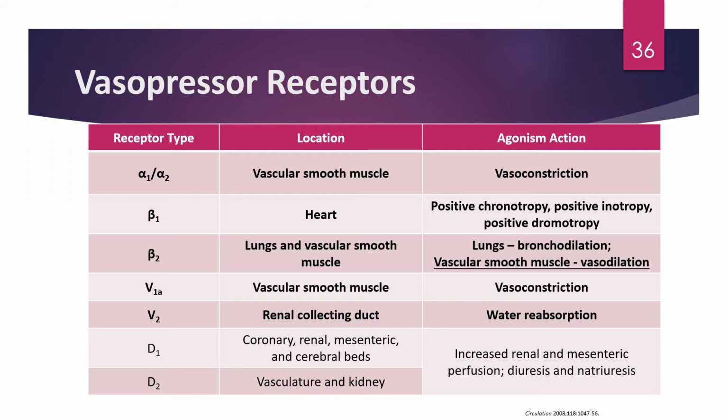We also have our vasopressin receptors, which are known as V1A and V2. There are other types of vasopressin receptors out there, but these are the main two that we're going to talk about for today. The V1As are in the vascular smooth muscle, and they cause vasoconstriction. The V2s are in the renal collecting duct, and they cause water reabsorption. Then we also have our dopamine receptors, D1 and D2. They're found in coronary, renal, mesenteric, and cerebral beds, or in the vasculature and the kidneys. And when they are activated, they will help promote renal and mesenteric perfusion, diuresis, and natriuresis. Again, it's important to know where each of these receptors are in the body and how they work whenever you agonize them. That will basically help guide you in regards to what each of these pressors actually does.